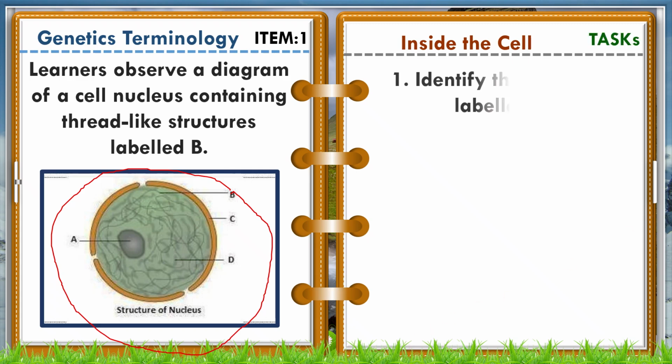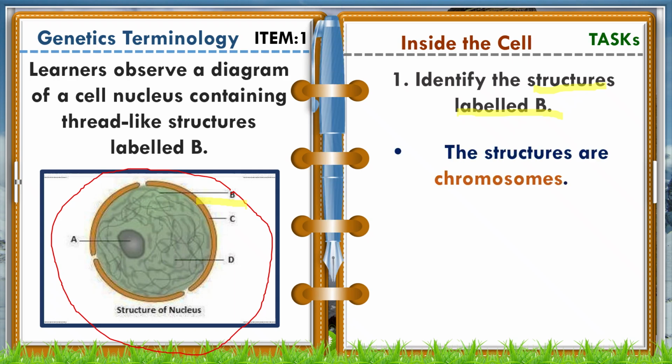Task: identify the structures labeled B. The structures are chromosomes. So these structures, which are labeled B, which are thread-like structures, are chromosomes.